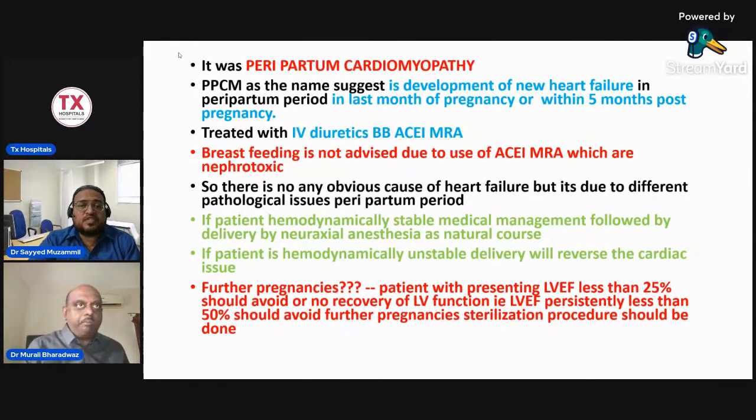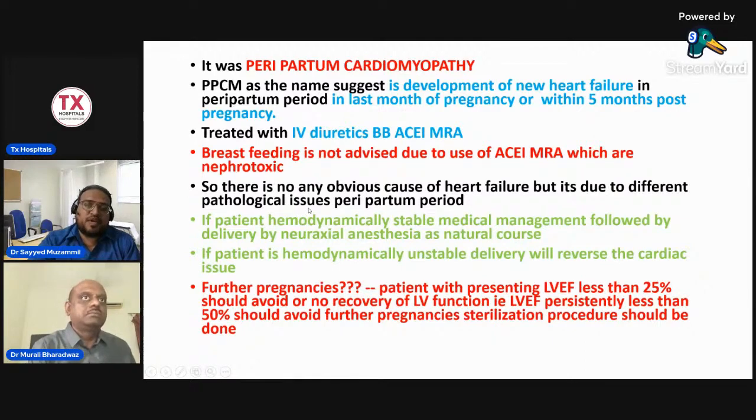So this lady was treated with IV diuretics, and after the diuretics I slowly started her on beta blocker, ACE inhibitor and MRA. Breastfeeding was not advised due to the use of ACE inhibitors, which are nephrotoxic to the baby and are excreted in the breast milk. So there was no obvious cause of heart failure, but it is due to different pathological issues in the peripartum period.